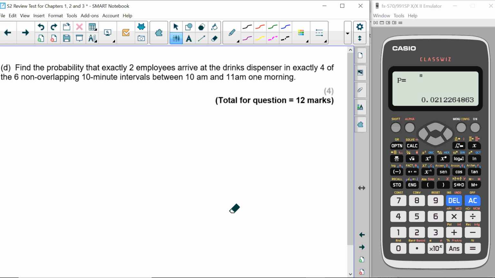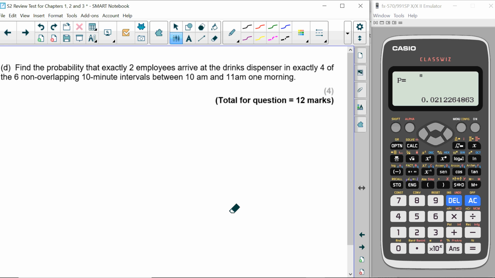Next bit. Find the probability that exactly 2 employees arrive at the drinks dispenser in exactly 4 of the 6 non-overlapping 10-minute intervals between 10 a.m. and 11 a.m. one morning. Assuming that all these 10-minute intervals are independent, what I could do is model this as a binomial.